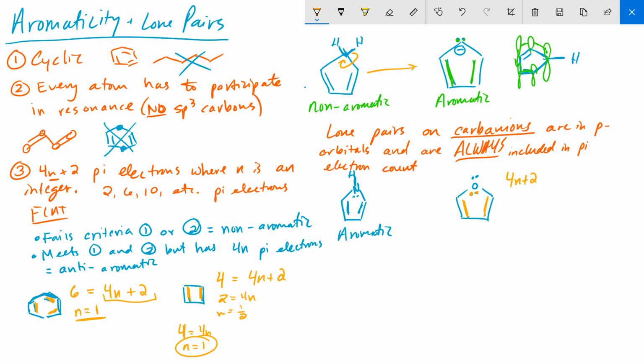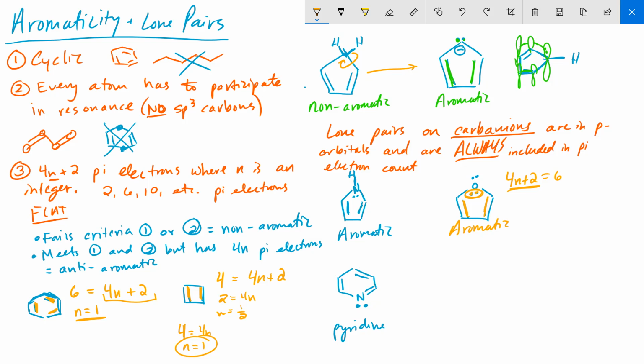So here, we want to include these lone pairs because they're going to help us. Without them, we only have 4 pi electrons, but with them we have 6, which solves this equation, meaning that this becomes aromatic. Let me show you one more example that I think will make this principle even more clear. We're going to look at the molecule pyridine, some people say. Is pyridine aromatic? Well, it's cyclic. Does every atom have an sp2 hybridization? Is every atom able to participate in resonance?